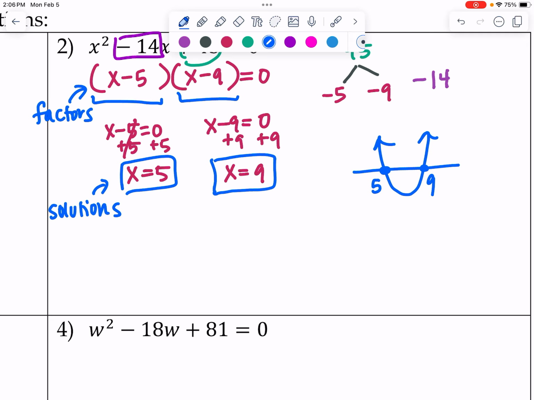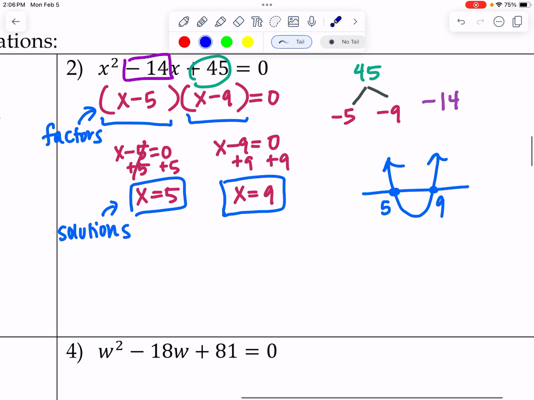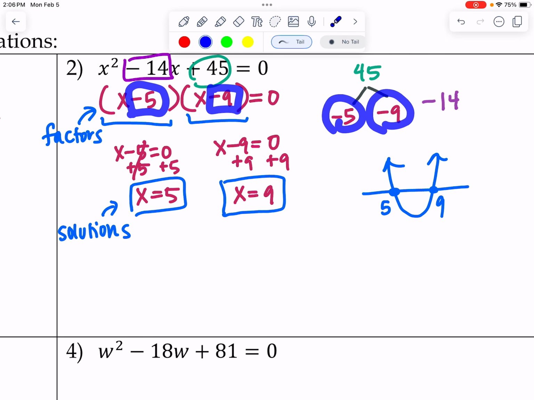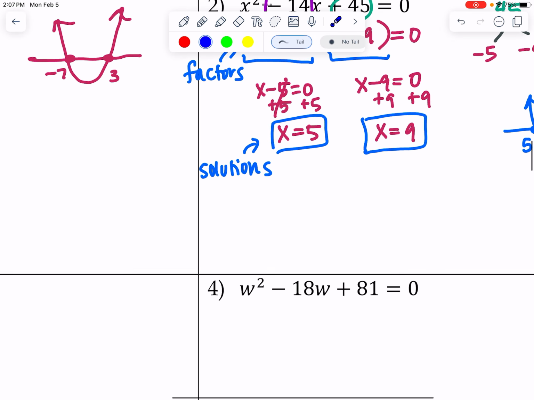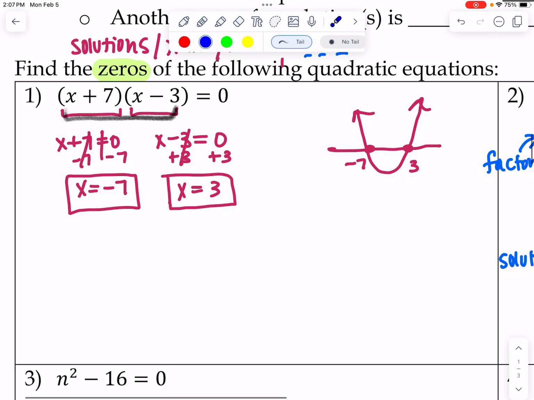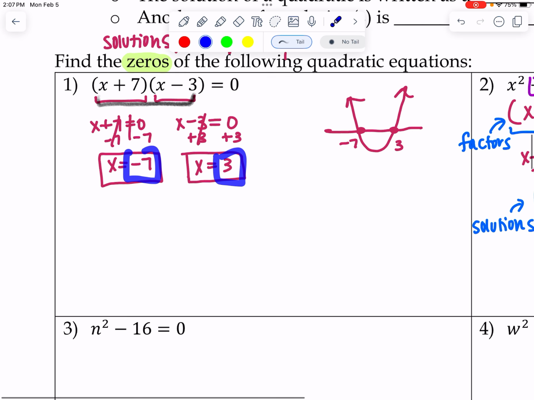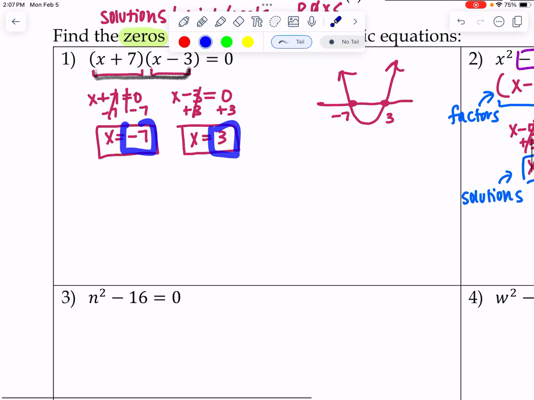Some of you are probably already noticing that your solutions have the opposite signs of your magic numbers that we found. That pattern is always going to hold true. If your magic numbers are 7 and -3, your solutions are -7 and +3. That's going to be a shortcut for us later.